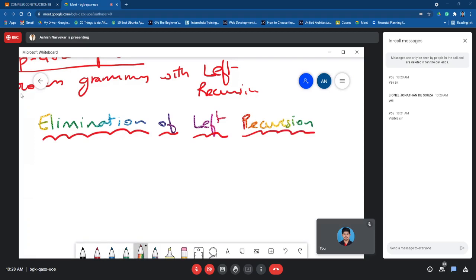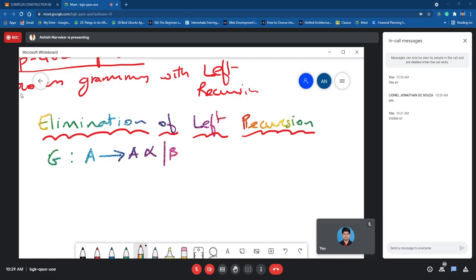So for elimination of left recursion, it's very simple. What we can do is we can consider that we have a grammar G, okay, with a production as shown over here. A derives A alpha or beta. Okay. So suppose we have a grammar with a production rule with left recursion as given over here.